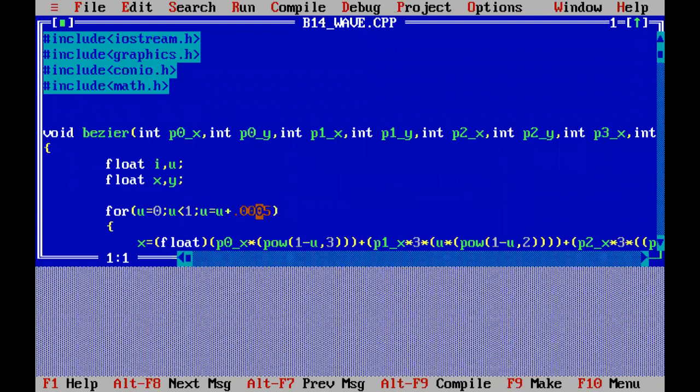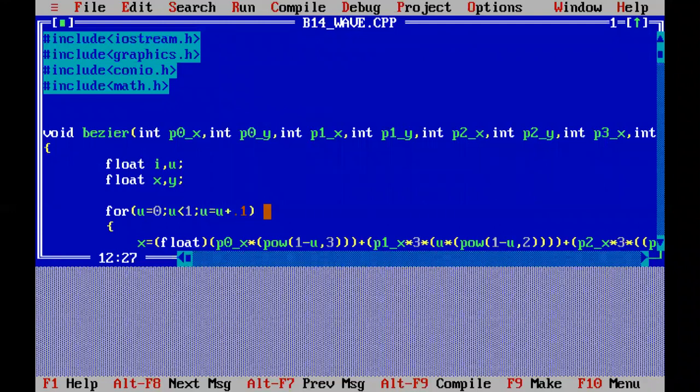So suppose we are changing the value of this u, and we are putting just 0.1 over here. At that time iteration becomes minimum, but we are not getting maximum number of pixels. Just check.